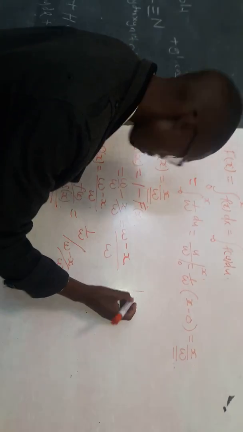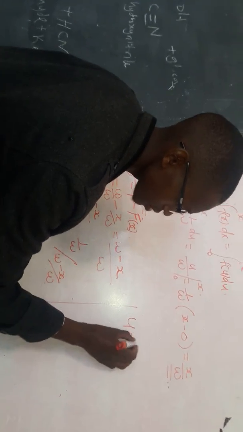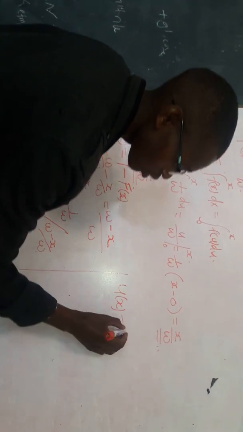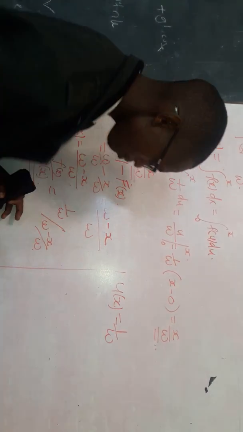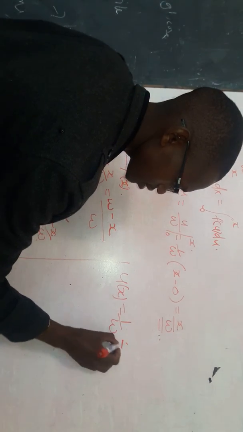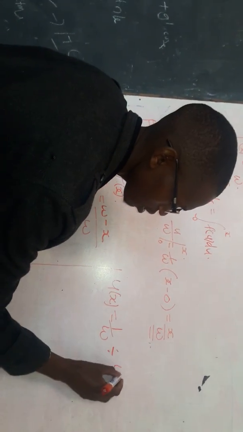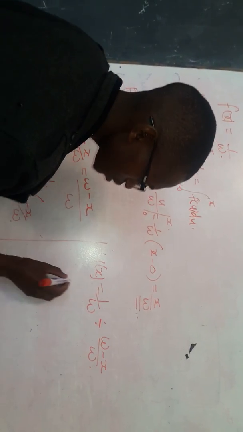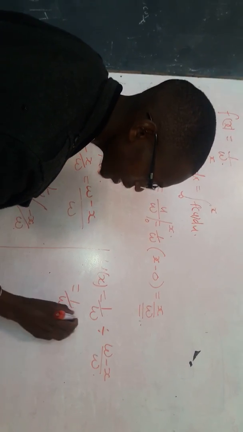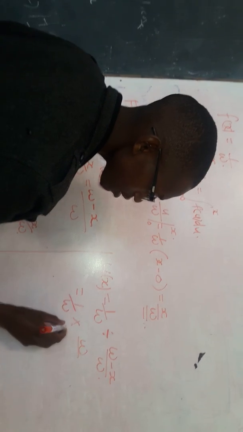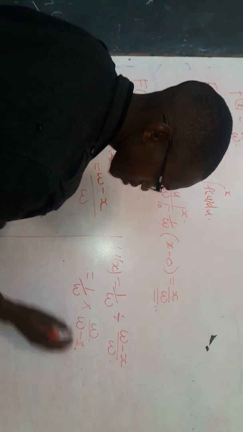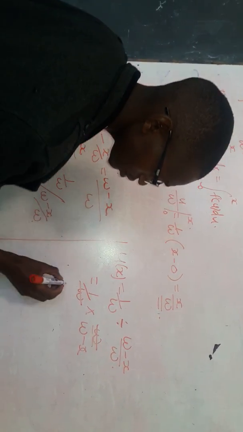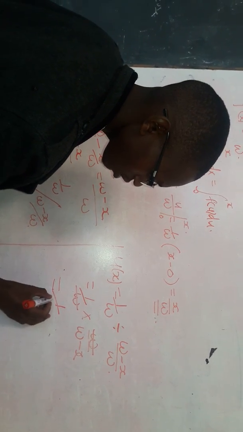Now mu of x will be 1 divided by omega, divided by omega minus x over omega. So in this relationship we have 1 over omega times the reciprocal of that, omega over omega minus x. Therefore omega and omega cancel, and we'll just have 1 over omega minus x.